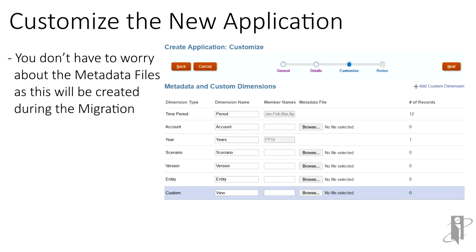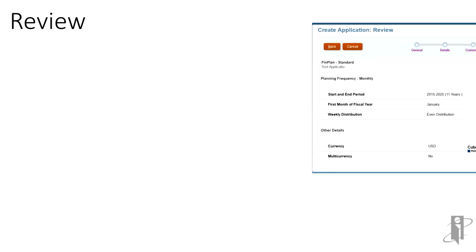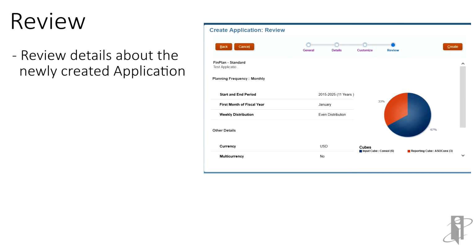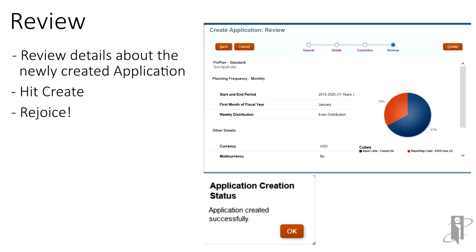Now you're going to customize the new application. Don't worry about getting all the metadata and everything in here. You'll be able to do that from your migrated source later. Lastly, you're given a screen to review the details about your newly created application. Hit create and then rejoice. You may want to take a screenshot of the success pop-up. It's like a gold star for adults.